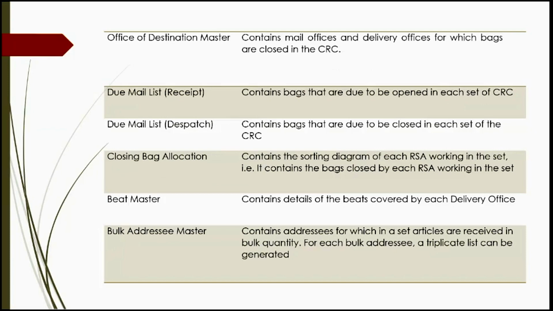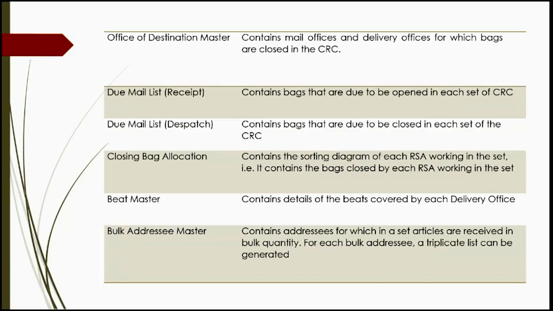Due mail list. Receipt and dispatch, as the name suggests: compulsorily you must have received bags, mails from particular officers, those particulars, and then compulsorily you need to close bags. Even if you don't have an article, you have to take out a blank, like a nil report, and close it to the particular office so that the concerned office is not in doubt whether they received the article or not. So they have to receive a nil list.